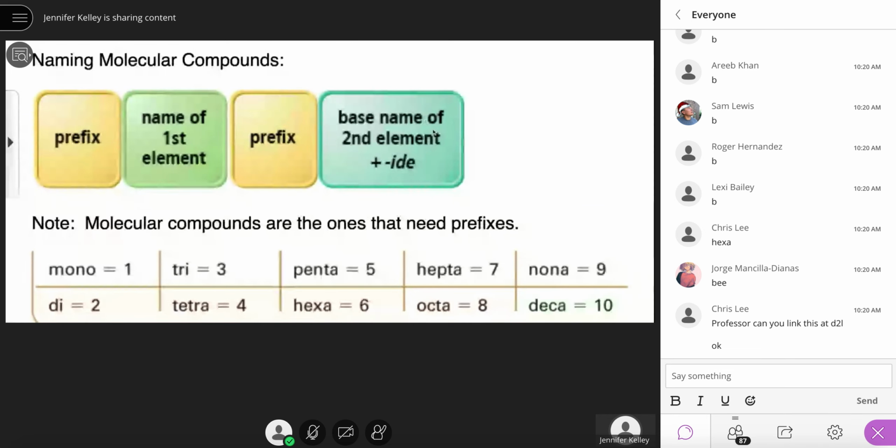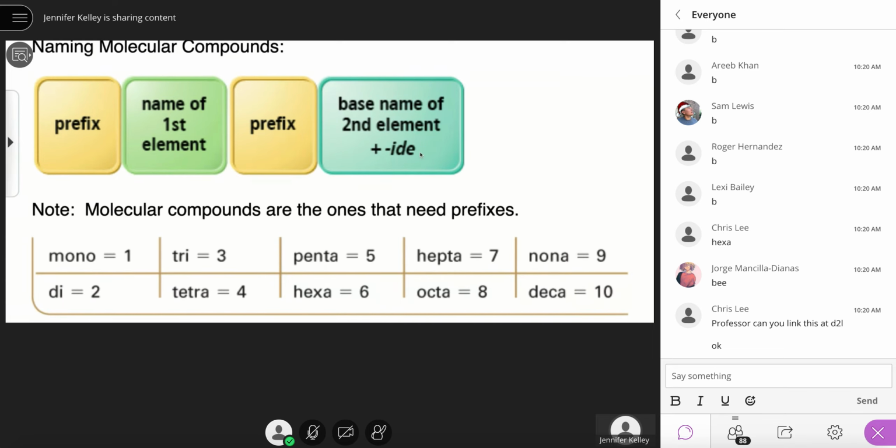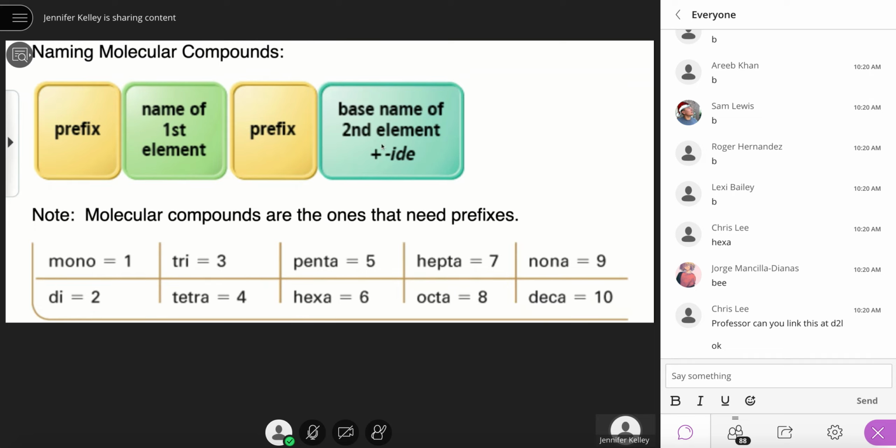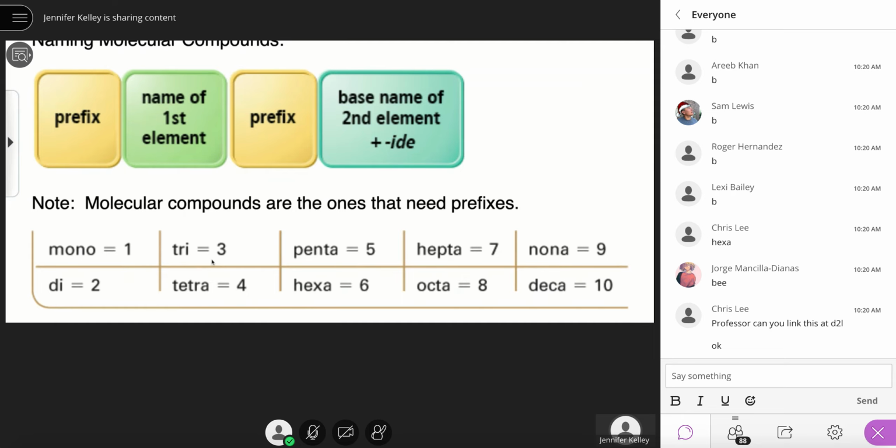So it's got the instructions here. You put a prefix and then name the first element. Then a prefix and then the base of the second element, and it ends in IDE. Now this gets a little confusing because a lot of the other ones end in ITE and ATE. So just remember, if you're naming a molecular compound, it always ends in IDE. And the prefixes are down here.